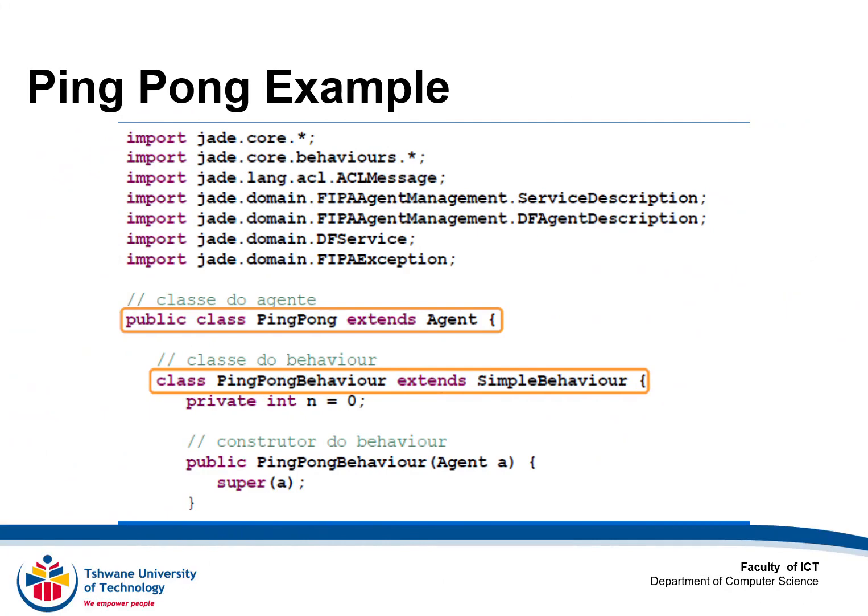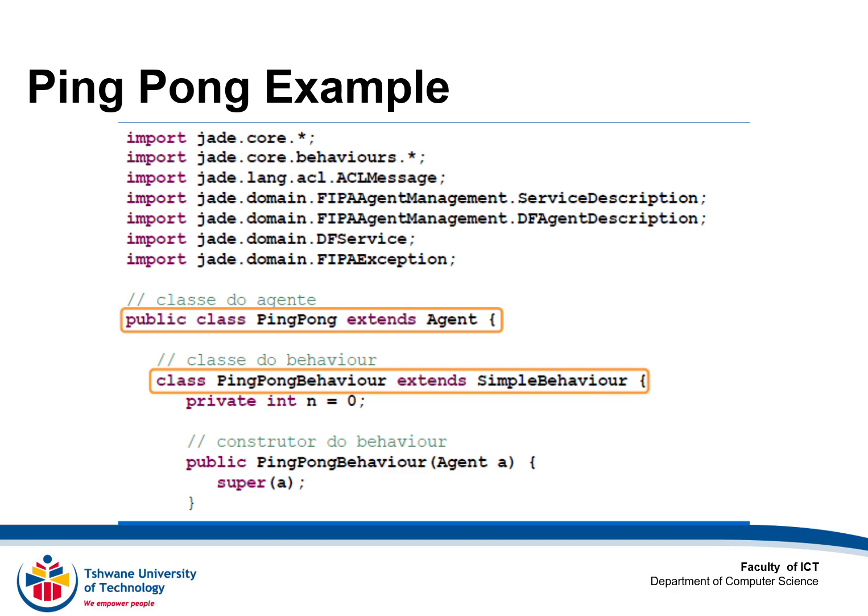Some of these concepts that I've just spoken of are now used in a ping pong example. You'll notice at the very top that we're importing packages that you're quite familiar with by now. Your Jade.core, behaviors for the behavior side of things, your ACL for the message, for the communication, your Jade.domain basically for the service description as well as the DF agent description. So the rest are basically just on the domain side.